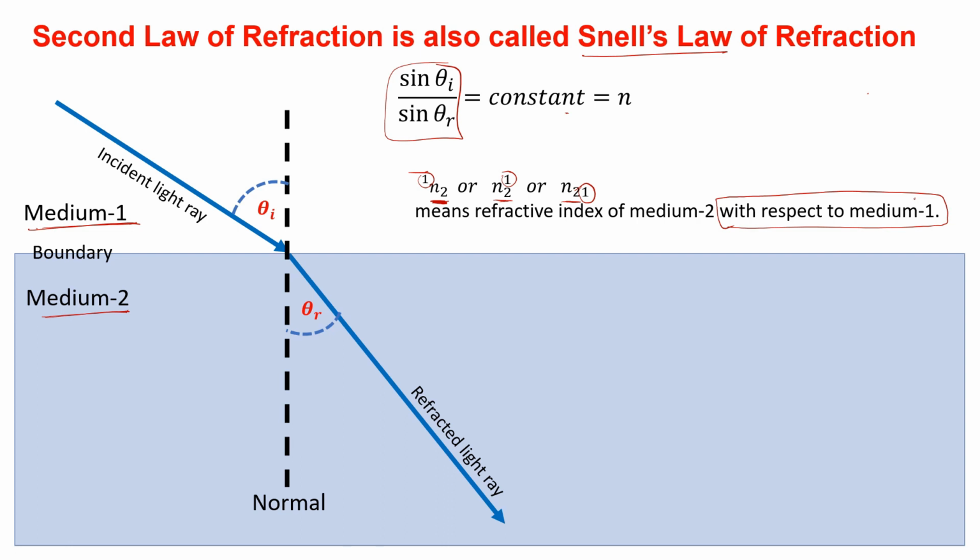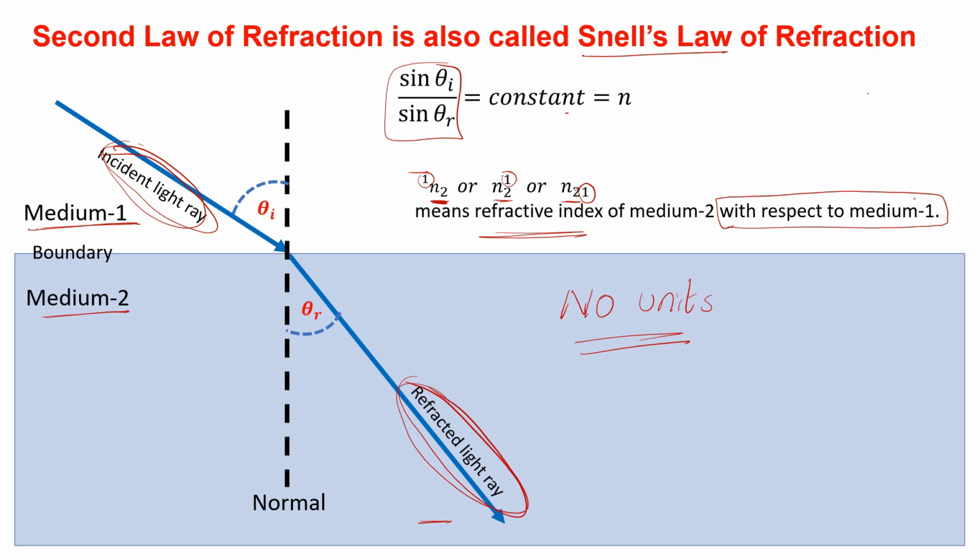Let's discuss more about the refractive index. And one more thing. This refractive index has no units. It is just a constant. It tells us, when the light ray is traveling from one medium to another medium, how much bending takes place, or it tells us what happens to the speed of light when it is traveling from one medium to another medium.